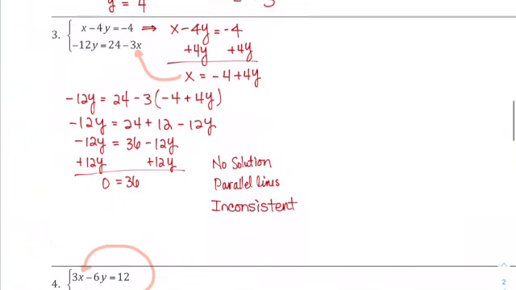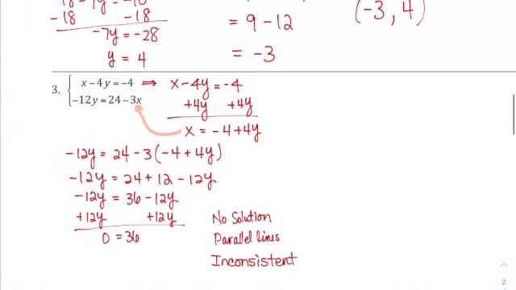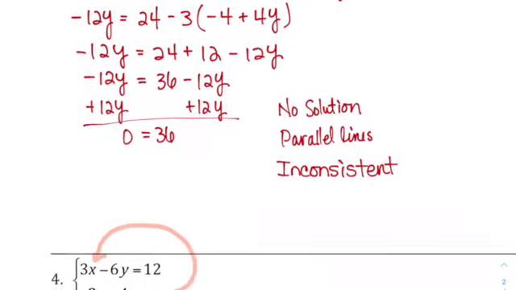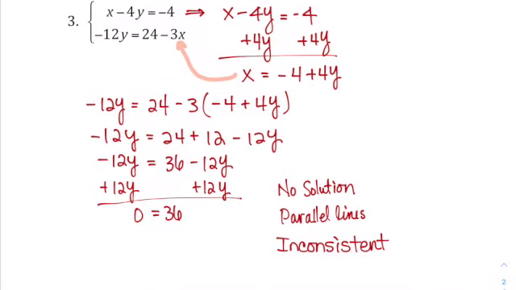So let's check the answer. For example number 3, when you plug in, I moved the x around, so I got x equals negative 4 plus 4y. Into the second equation, I got 0 equals 36, and you know that 0 does not equal 36. So therefore, it's going to be no solution, parallel lines, and they are inconsistent. That will be a new vocabulary word for you. Inconsistent means that they are not going to have any solution. That's example number 3.